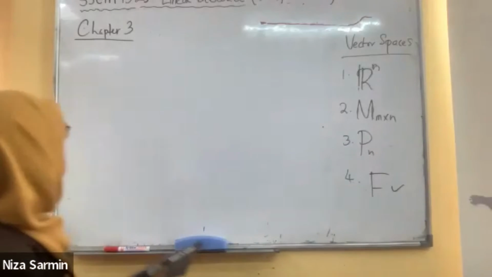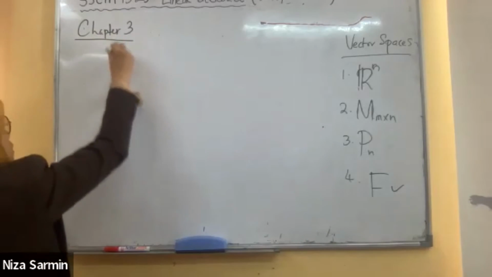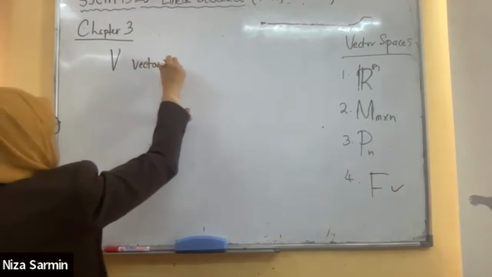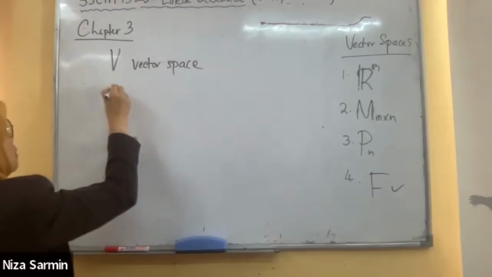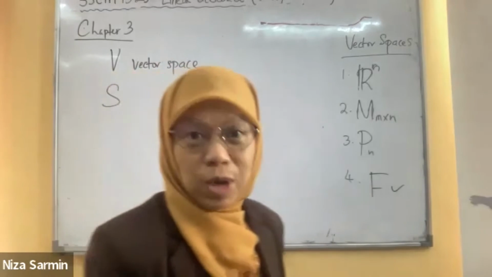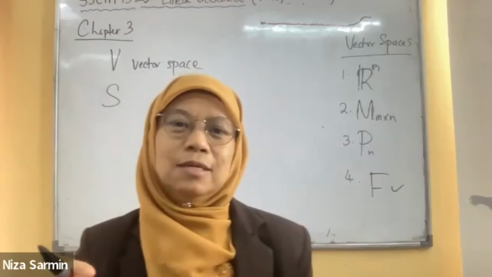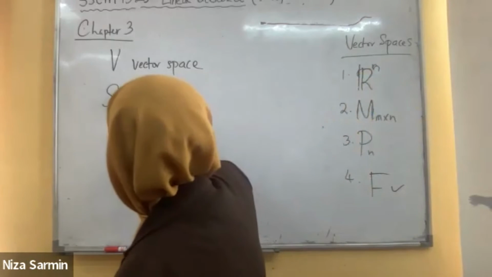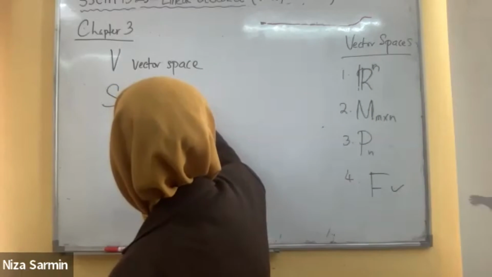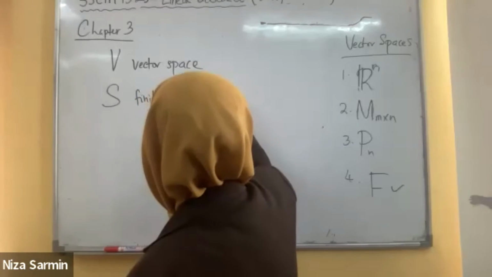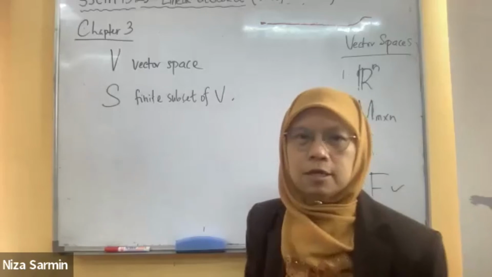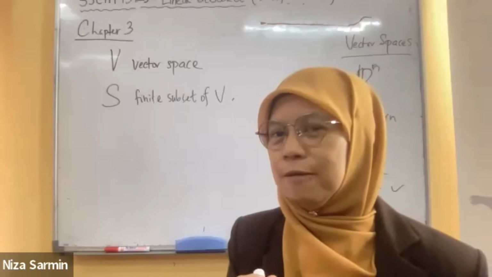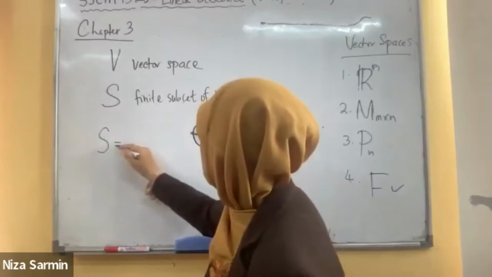Now, you have V as the vector space. And we started to give you S, the finite subset of V. V can be any of these, and S is a finite subset of V. So we have seen linear combination, the linear combination of vectors in S.